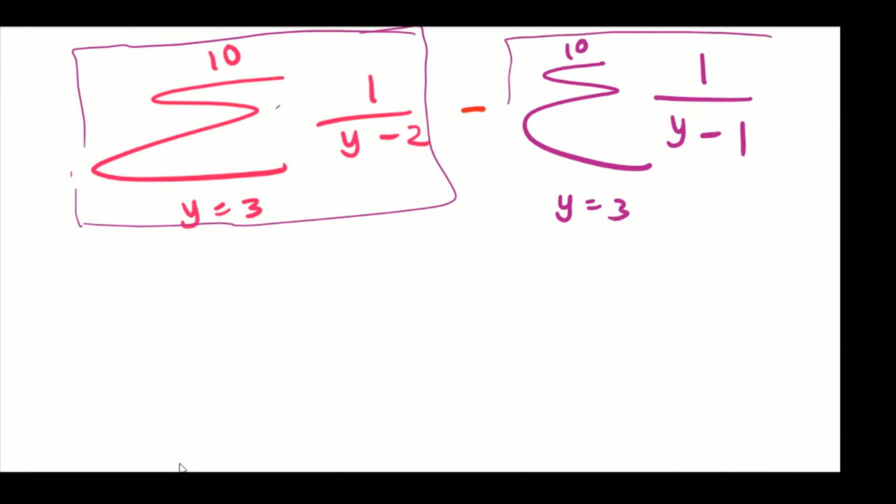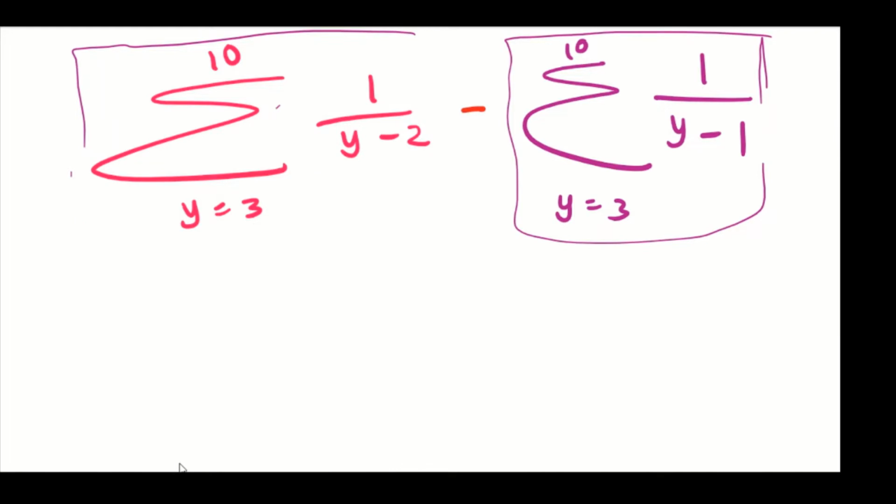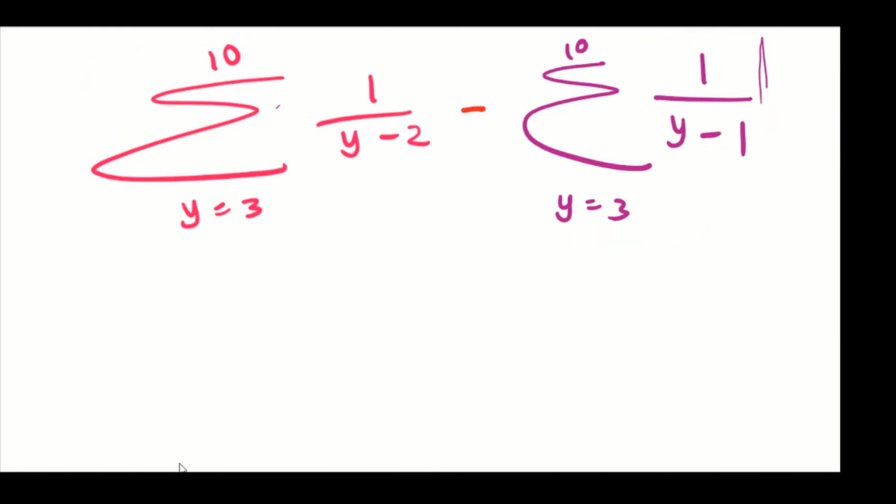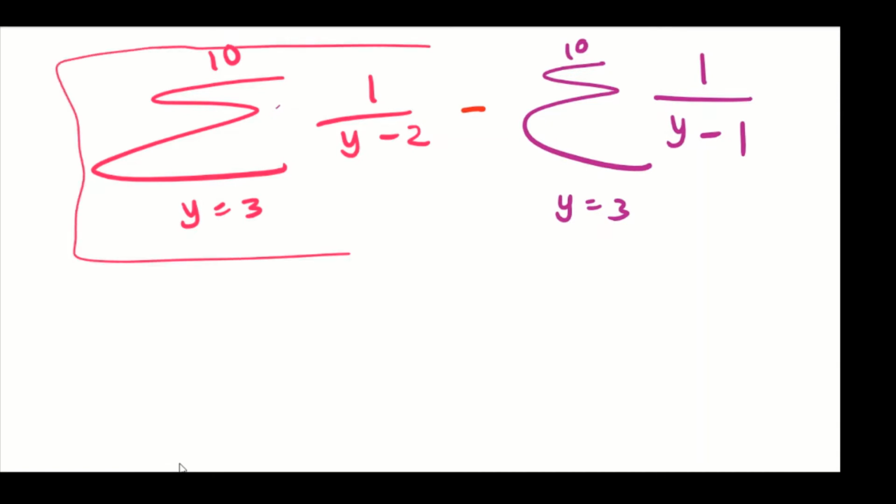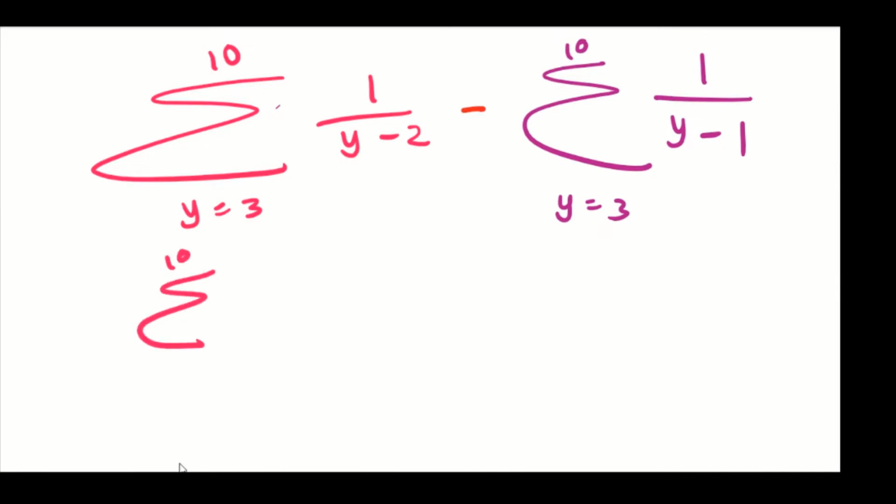The same applies with this part here. We can just write down all the terms and subtract these ones here. So let's start that process. Let's first start by solving this one here and identify all the terms that it has. So we have the sum from y equals 3 to 10 of 1 over y minus 2.